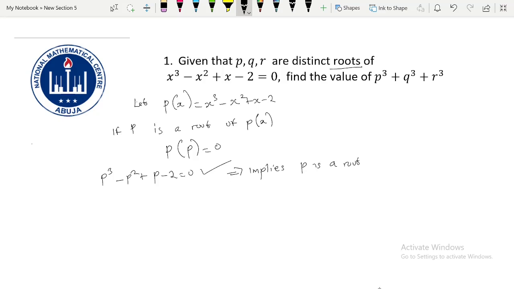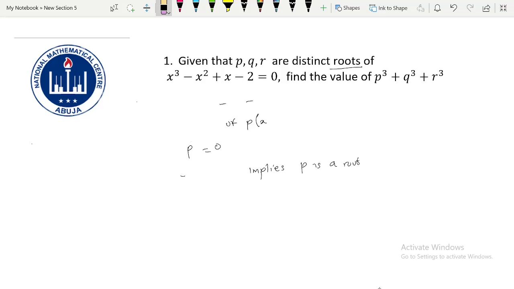They said we should find the value of p cubed plus q cubed plus r cubed. One way of doing this would be to try solving this equation, but that would be really difficult. If it were quadratic we could have tried that, but with degree 3 I would advise we don't do that. Solving the polynomial will not always work, so we'll go another way, something that will always work, which is what I intend to do now.